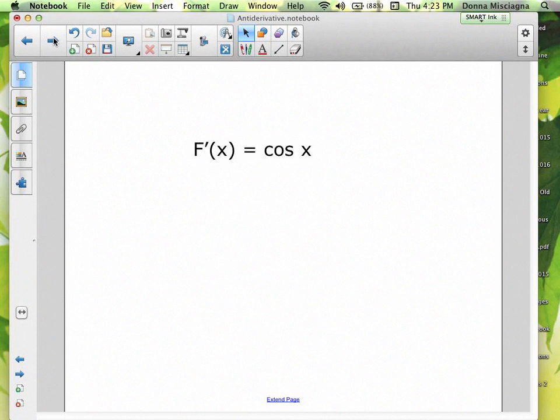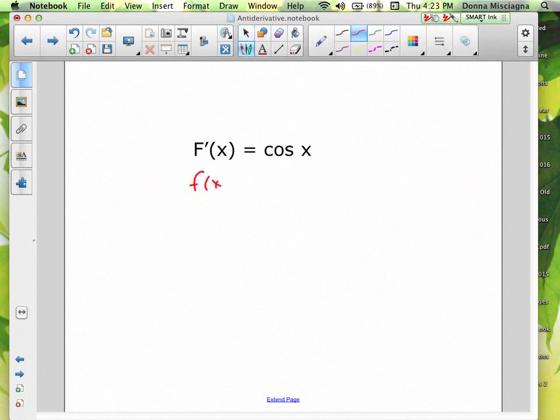Trig 1. All right, so the derivative is cosine x. What function has cosine x as its derivative? Okay, pause the tape and write down your answer. Okay, welcome back. If you wrote down sine x, you are correct, because the derivative of sine x is indeed cosine x.